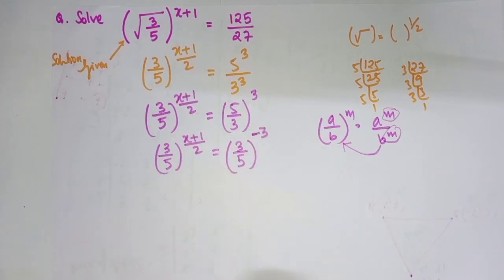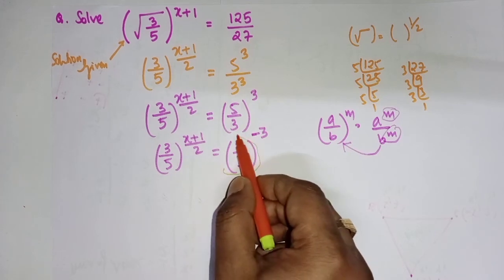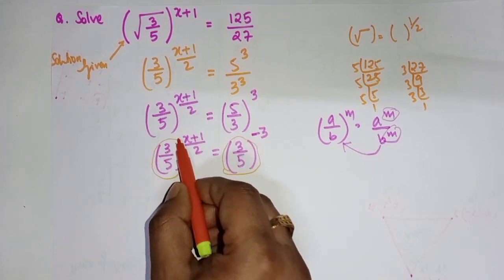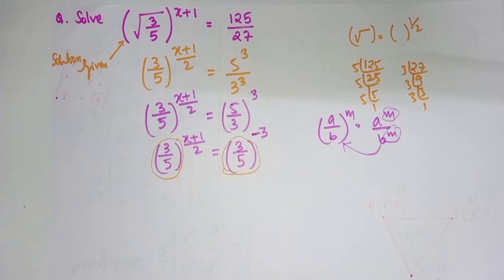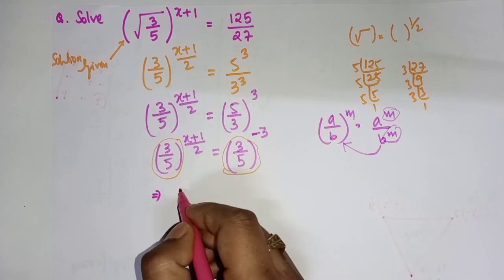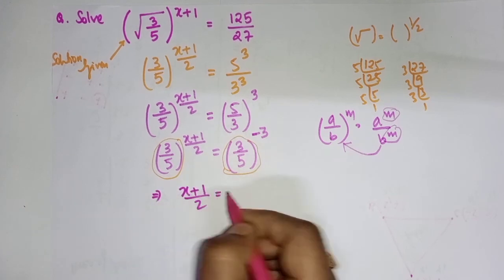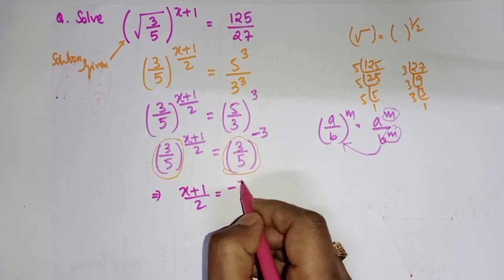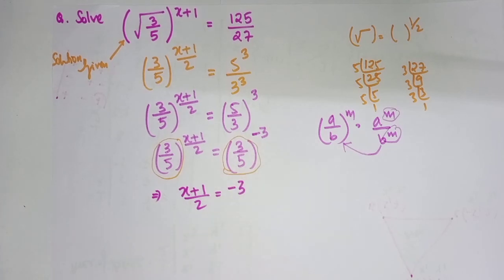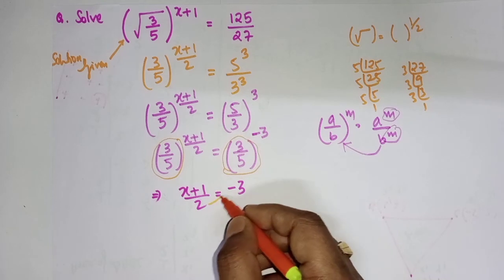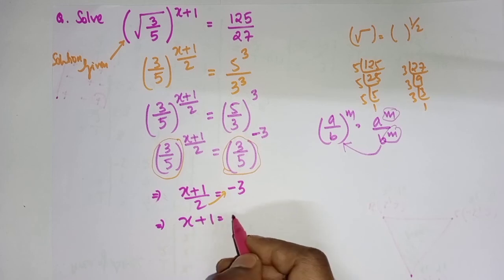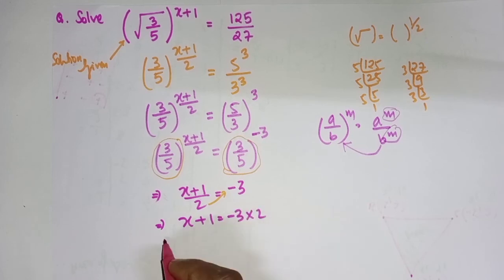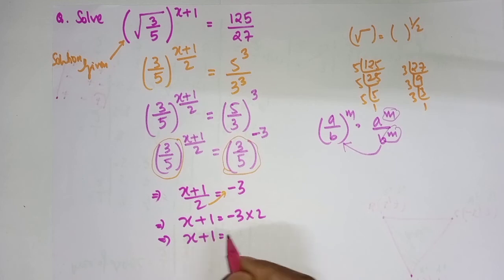Okay, now you can see what you got? Now the bases are the same, 3/5, 3/5. So when the bases are the same, the powers have to be the same. That implies, what can I write now? I can write this as (x + 1)/2 is equal to, how much will it be? Minus 3. Now what will you do? I'll cross multiply. So this 2 will go to the other side. So what can I write now? Implies that x + 1 is equal to minus 3 into 2. So x + 1 equals minus 6.